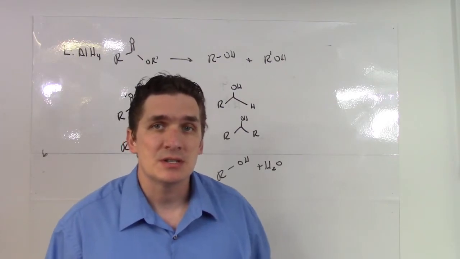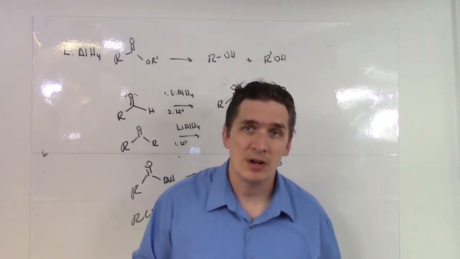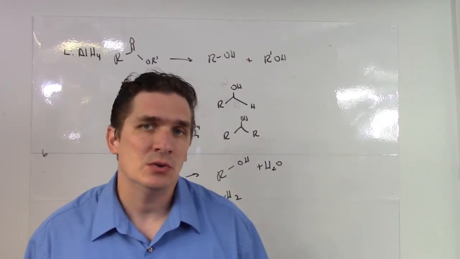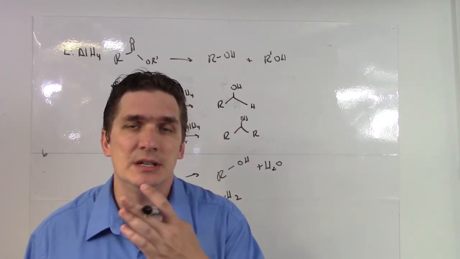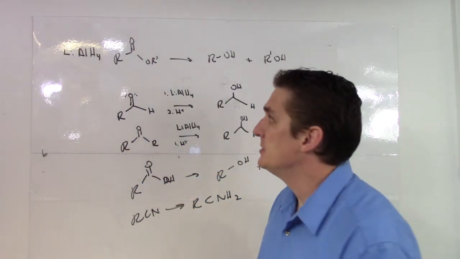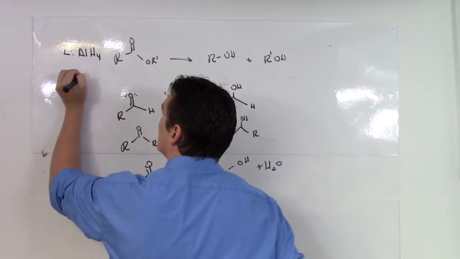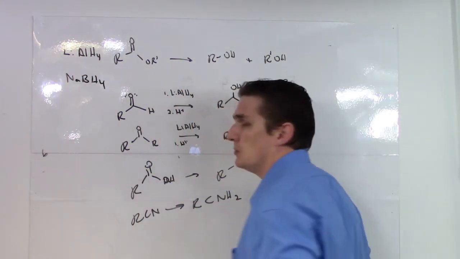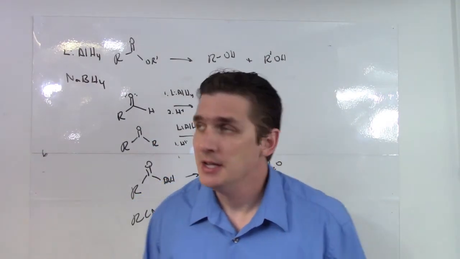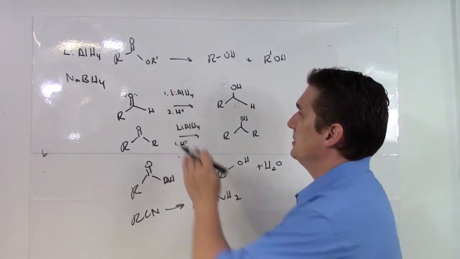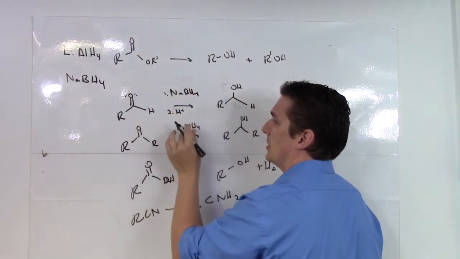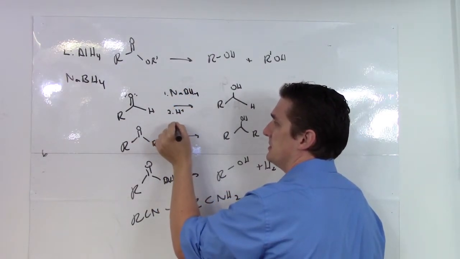But let's say you come across a scenario where you have a carboxylic acid on one side of the molecule and an aldehyde or ketone on the other, and you only want to convert the ketone or the aldehyde to an alcohol. Well, this is where sodium borohydride is going to come in. NaBH4 is also a hydride, but it's a much less reactive hydride. So we're still going to work with our hydride, and in the second step we're going to acidify.